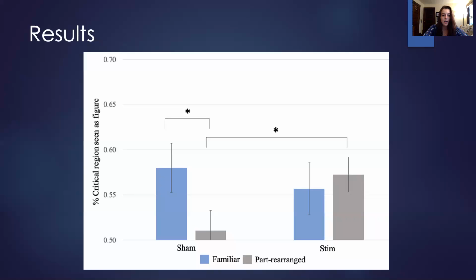The second thing that we found was a significant main effect within the sham condition, such that participants in the sham condition chose the critical region more often for familiar stimuli than the part-rearranged stimuli. So in other words, they were more likely to choose the critical region when it depicted a familiar object. And this is actually replicating previous research using these stimuli. So that's great that our results were in line with previous literature there.